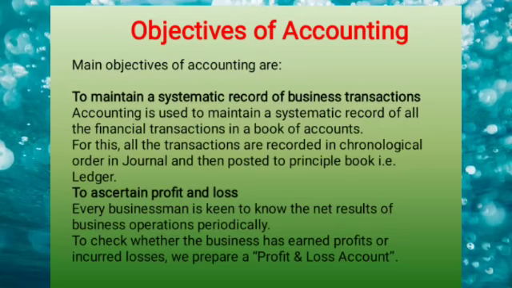First objective is to keep the record of the business transactions systematically. Basically, systematic record means the recording of transactions in chronological order. It means whenever a transaction occurs, on that date and in a particular sequence, we need to record the transactions in the books, and then the transactions will be posted to the ledger.